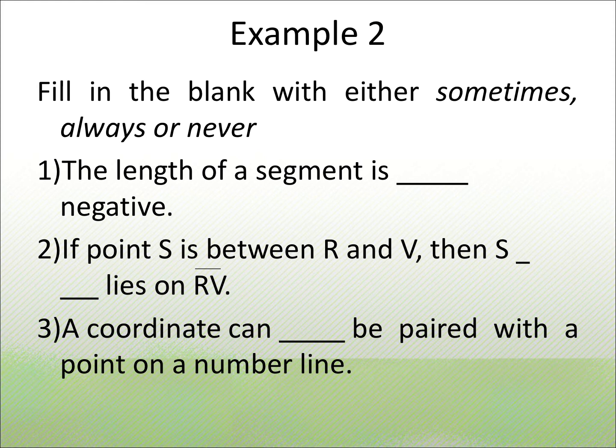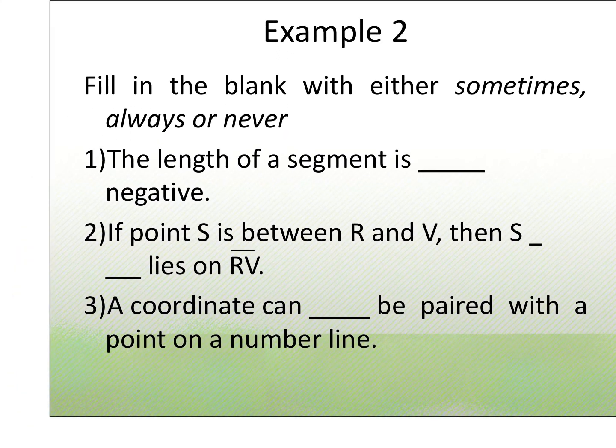Okay, so we're going to do some sometimes, always, or nevers. So number 1, the length of a segment is sometimes, always, or never negative. Never. Beautiful. Because the length will never be a negative number.